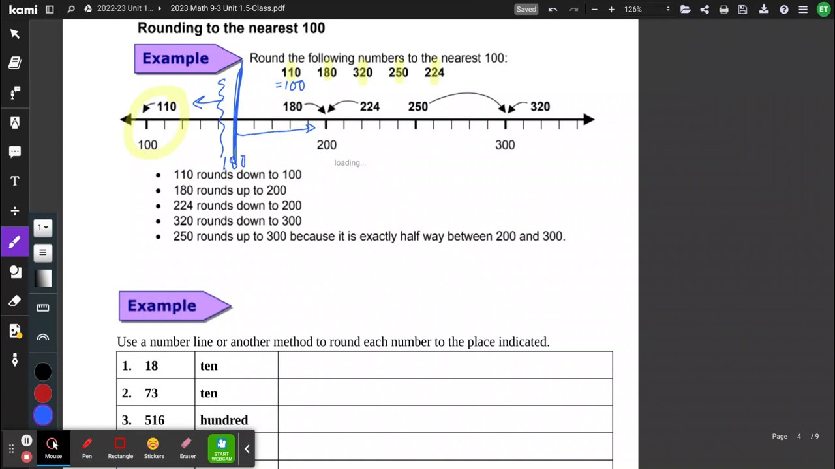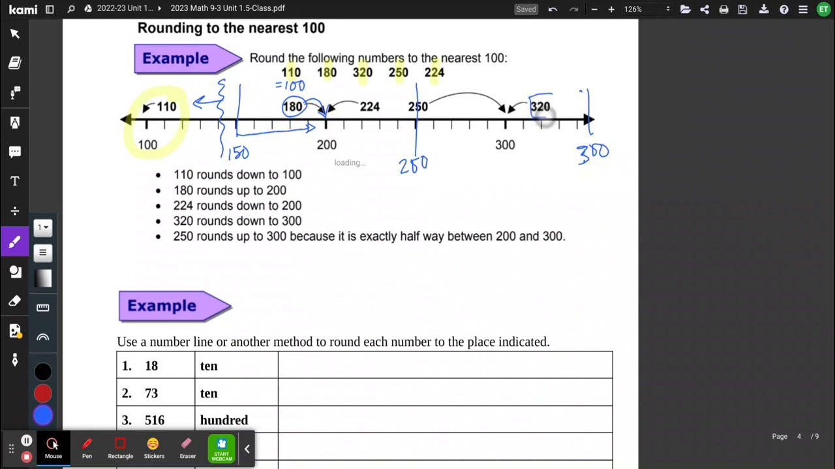So now I look at the number 180. 8 is bigger than a 5. And if on the number line, if you look, he's bigger than halfway. So halfway, this didn't get written very well. Halfway here would be 150. So again, look at halfway, 250. Halfway, 350 would be over here. All right, look at that second number. The 180 is going to round to 200.